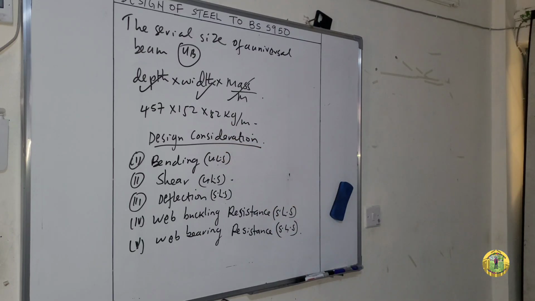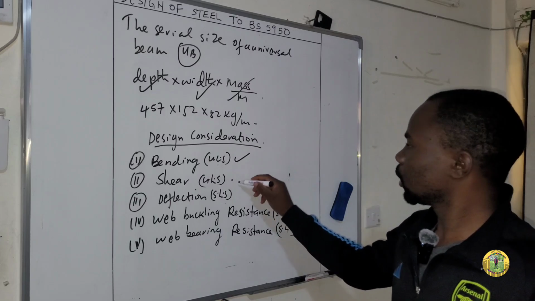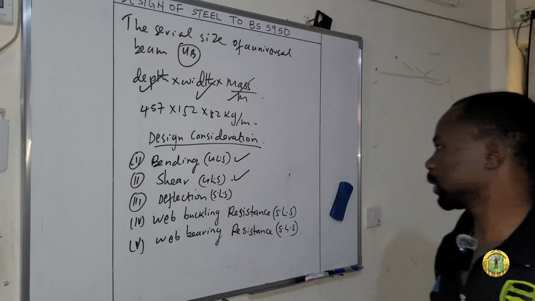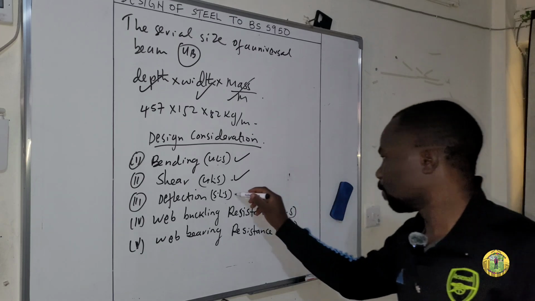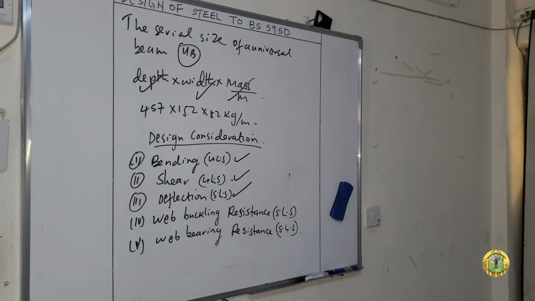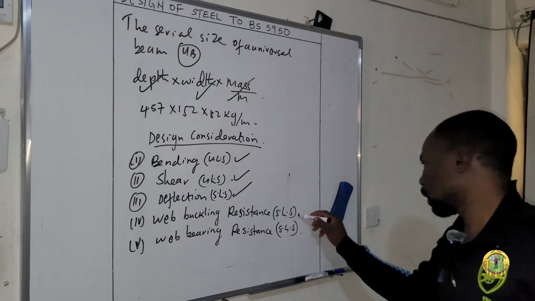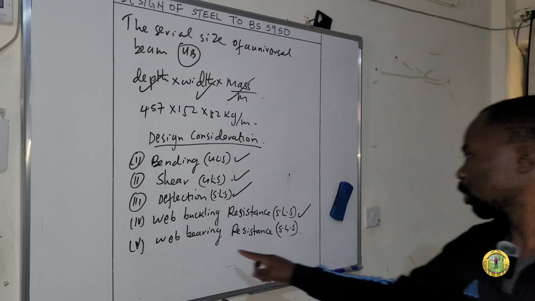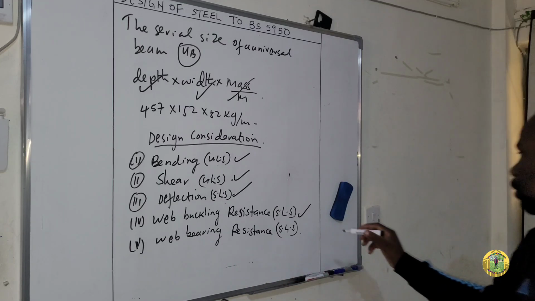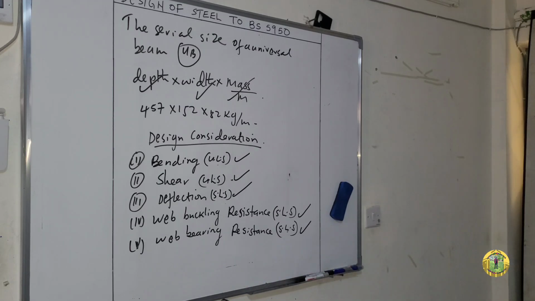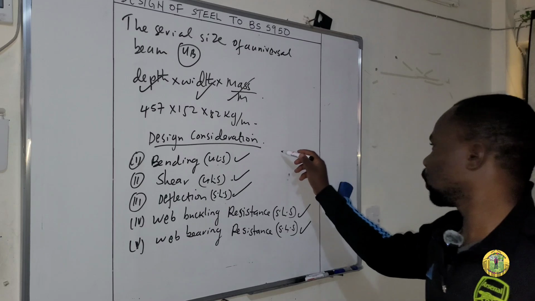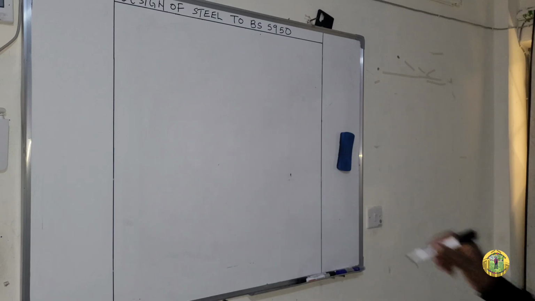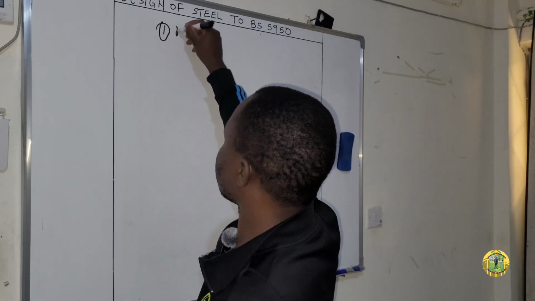So we have the design considerations: bending, shear, and so on. Bending is the ultimate limit state. Shear also is the ultimate limit state. Deflection is the serviceability limit state. Web buckling is the serviceability limit state. And web bearing resistance is the serviceability limit state. I will discuss each one of these in detail. I will begin with number one, which is bending.